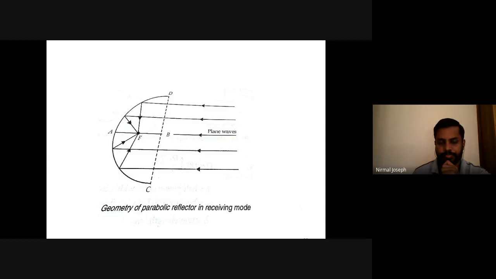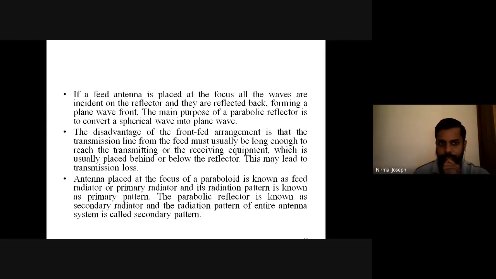So if a feed antenna is placed at the focus, feed antenna means our source, the source which feeds the signals. If a feed antenna is placed at the focus, all the waves are incident on the reflector and they are reflected back, forming a plane wavefront. The main purpose of a parabolic reflector is to convert a spherical wave into a plane wave.